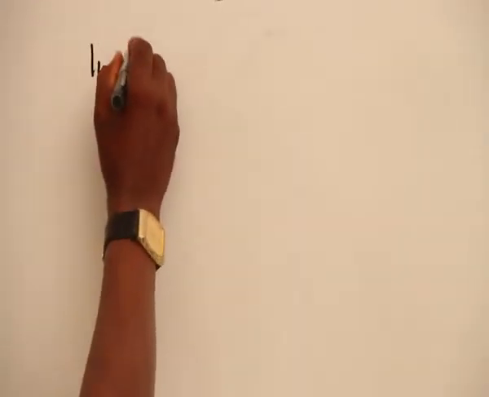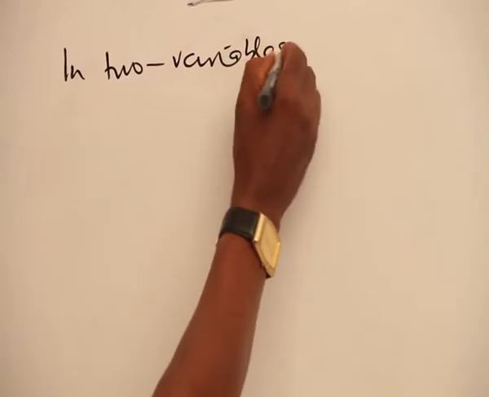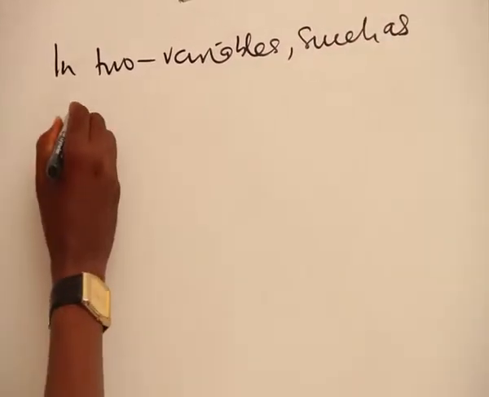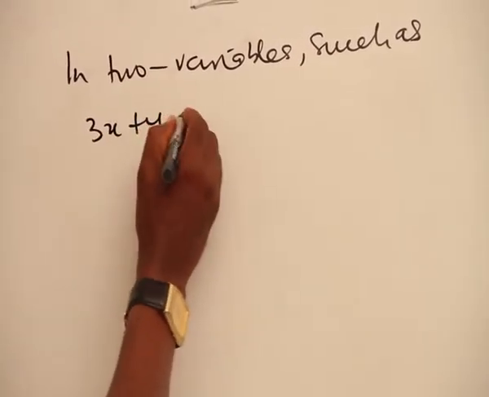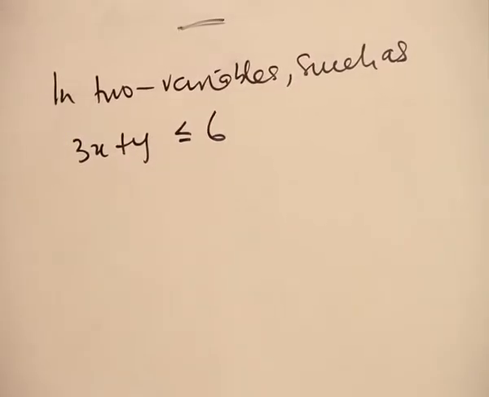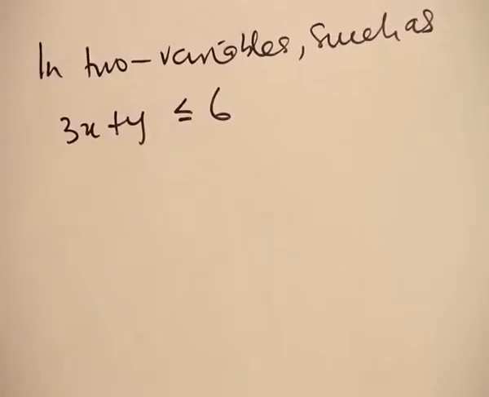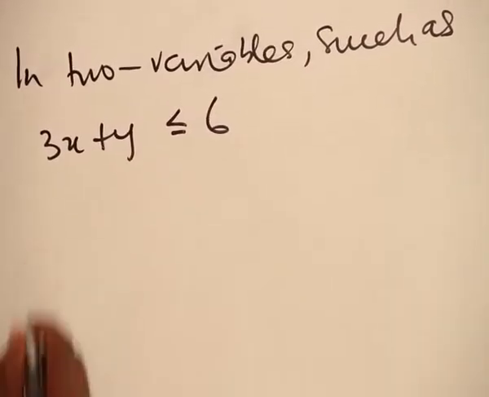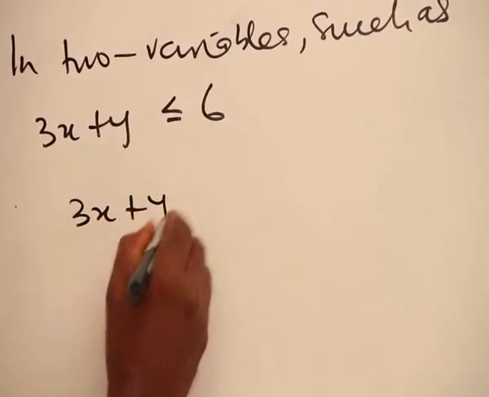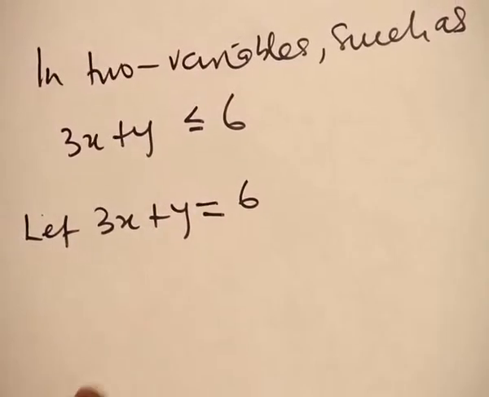In two variables, such as 3x plus y less than or equal to 6, we will first of all need to prepare a table of values. Maybe we discuss it by saying, let 3x plus y be equal to 6.